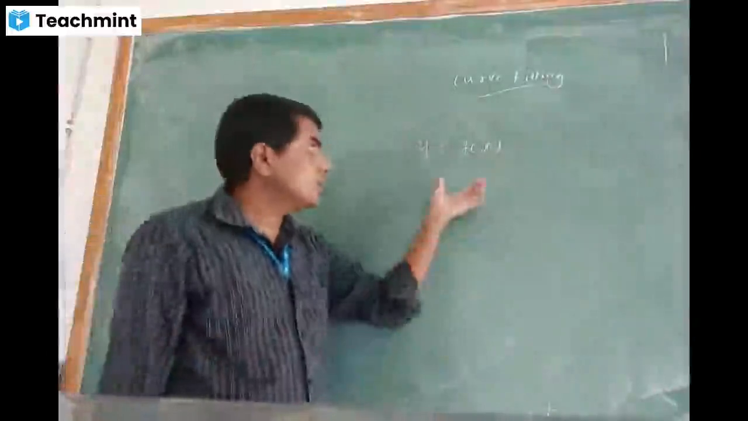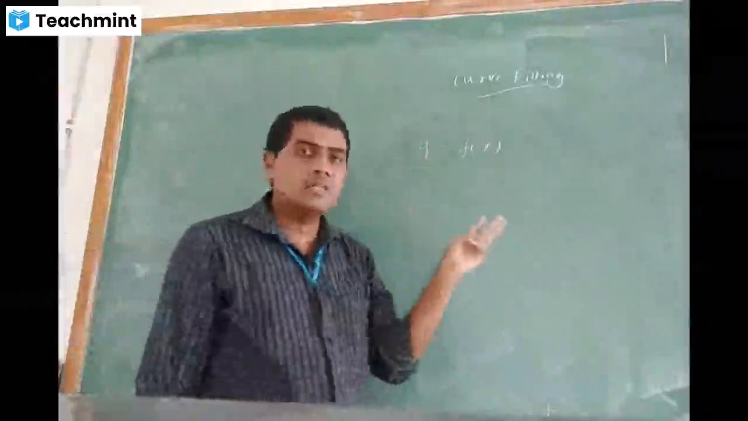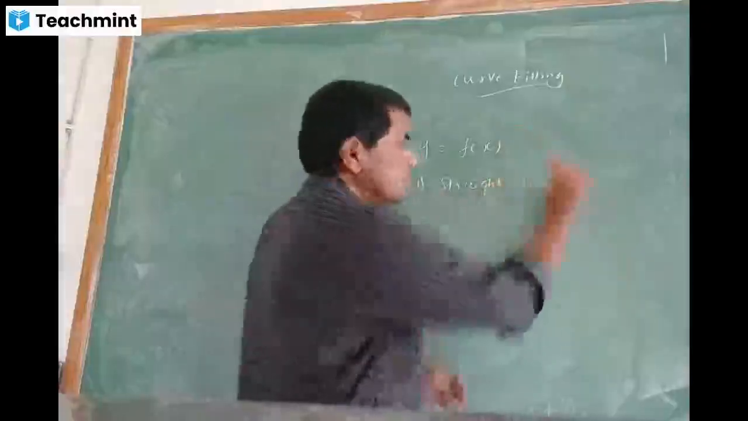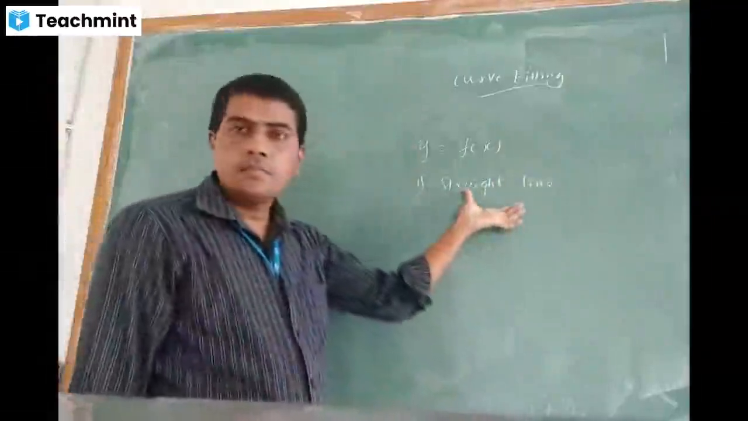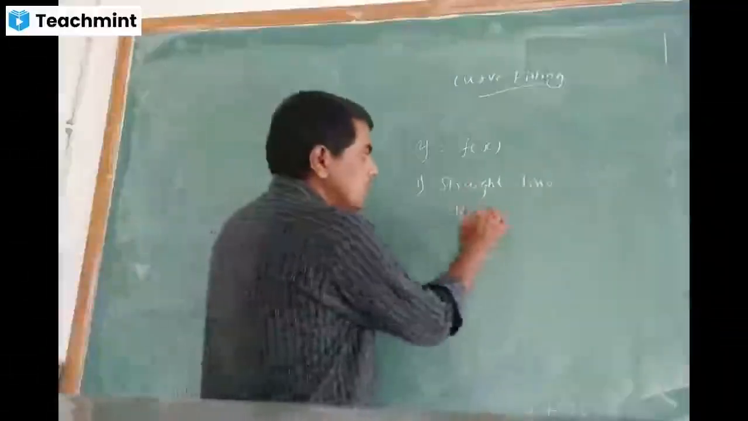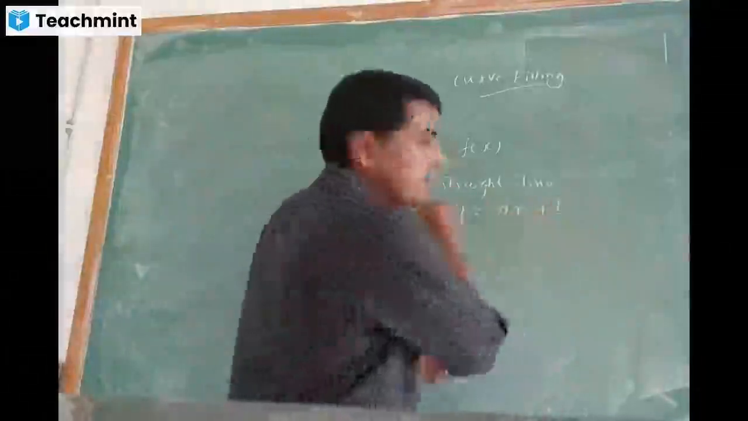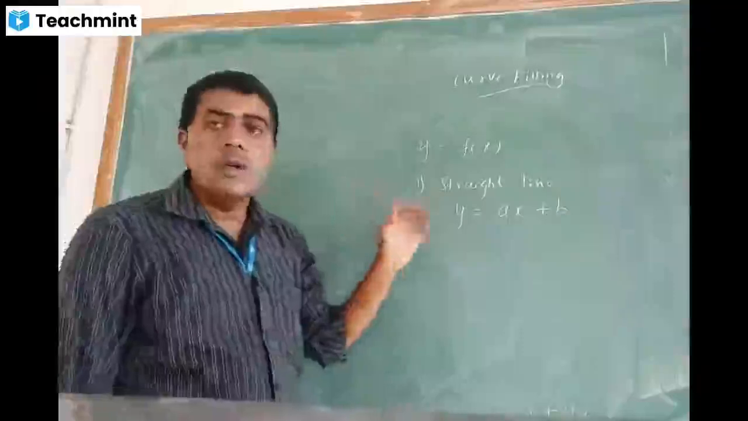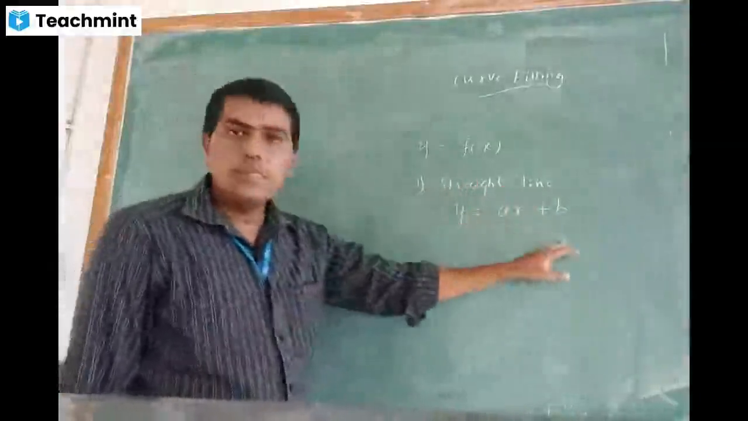According to your syllabus, we are going to fit three types of curves. The first one is the straight line. What is the equation of a straight line? In general we study mx plus c, but here I am going to take ax plus b. So using the curve fitting method we fit the straight line, whose equation is given by y equal to ax plus b.